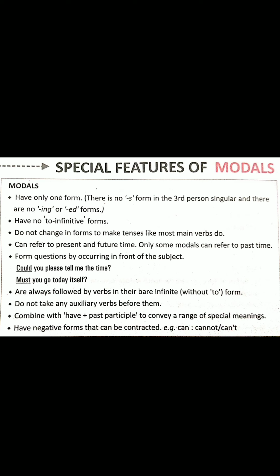They have no two infinitive forms, like we will not say "will to do". We don't use it like this, like "to should". Yeah, ought to can be there, but not two infinitive forms. Then they do not change in form to make tenses like most main verbs do. Many other verbs change their form, but these are not changed to make tenses. They are used the way they are.